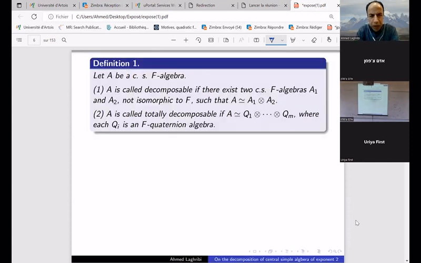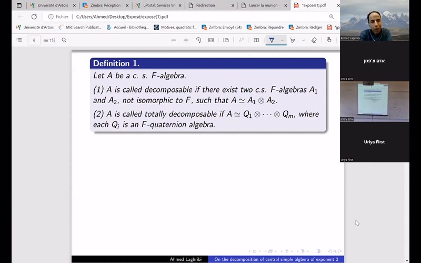If we take a central simple F-algebra A, we say that the algebra is decomposable if there exist two central simple F-algebras A1, A2, not isomorphic to F, of course, not trivial, such that A is isomorphic to the tensor product of these two algebras. And we say that the algebra is totally decomposable if it is isomorphic to a tensor product of quaternion algebras. Okay.